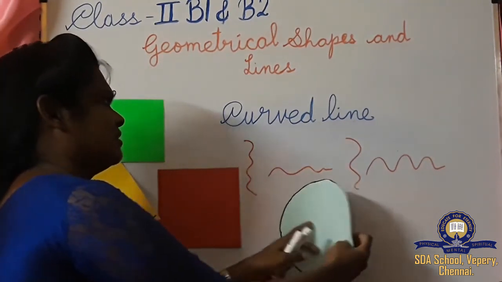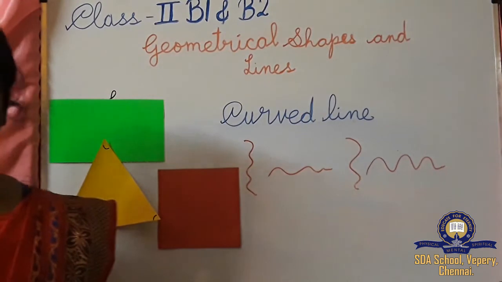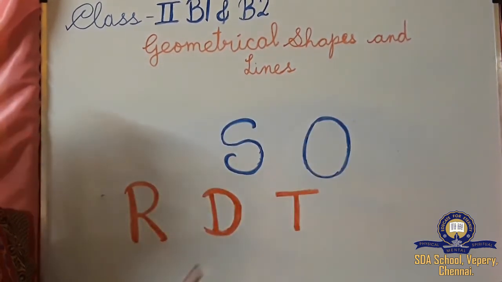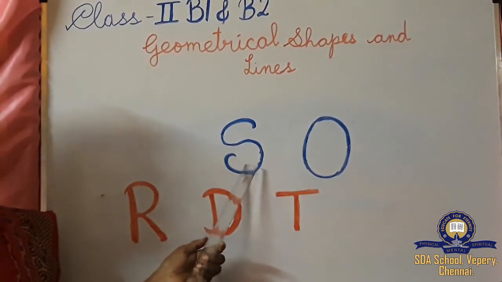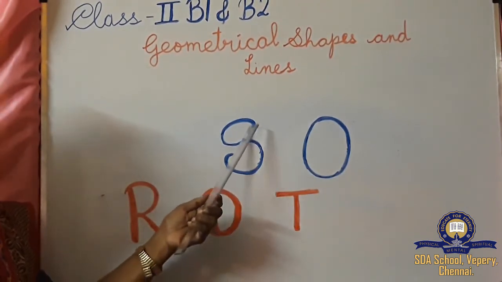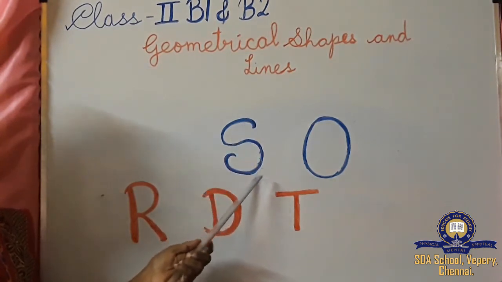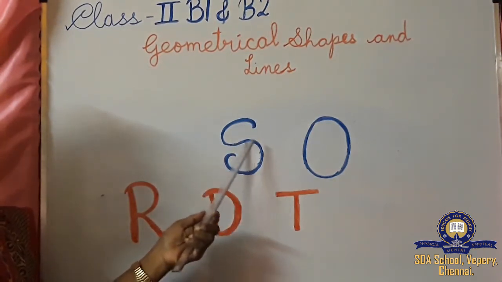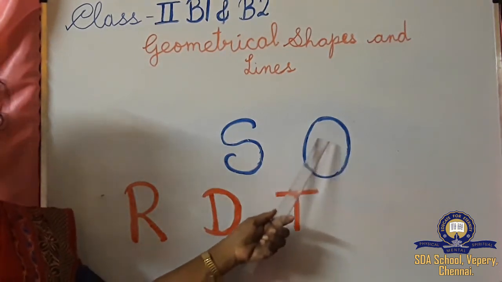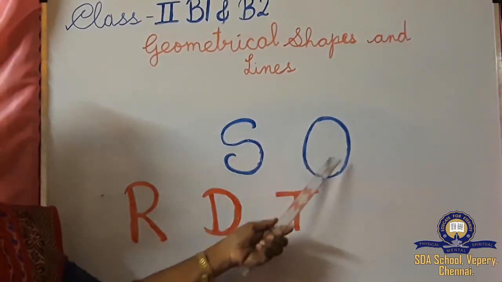Now next we go to some letters. Now look at the letter S. The S is curved. So we are using a curved line here. And the same thing in the O. It also uses a curved line.